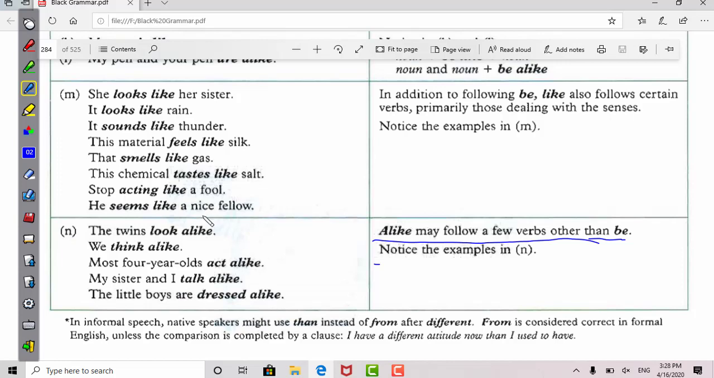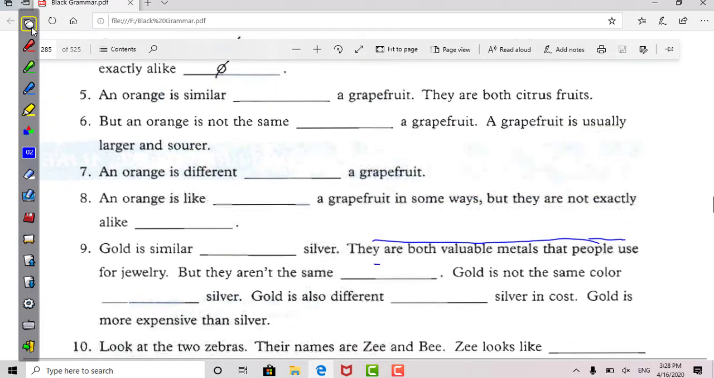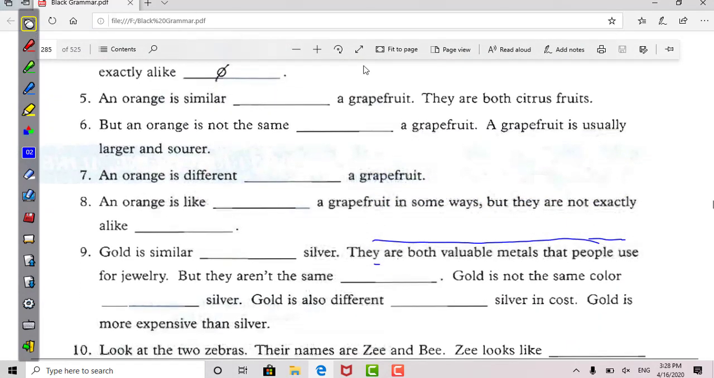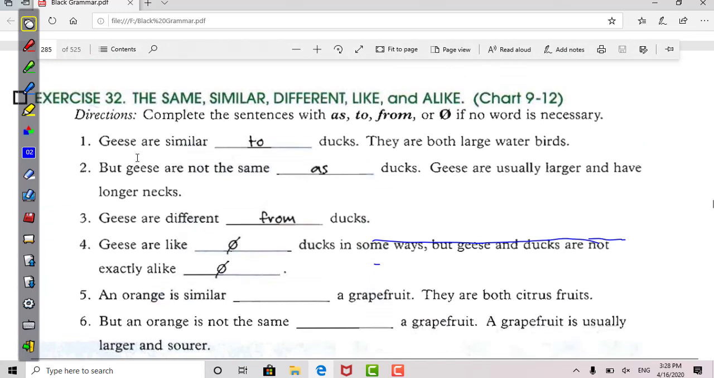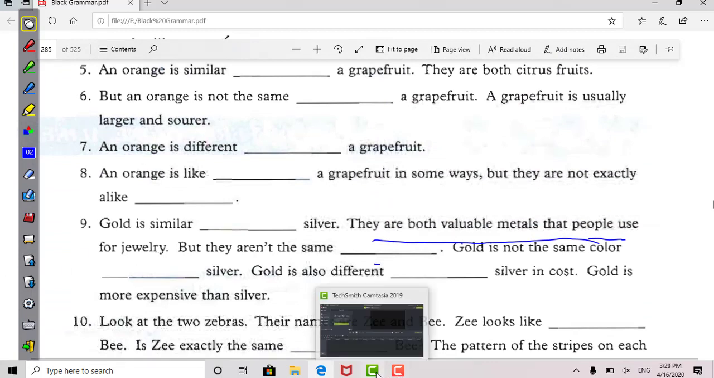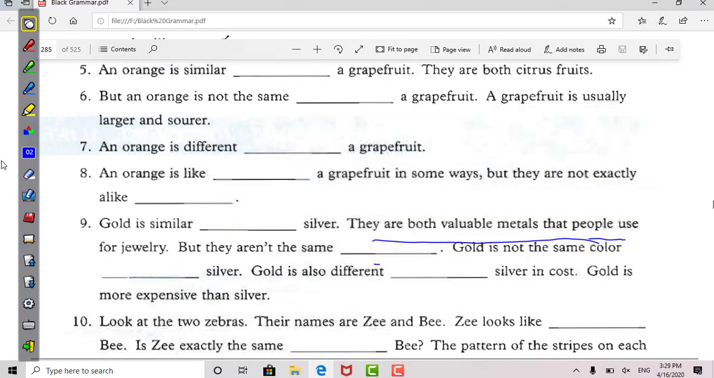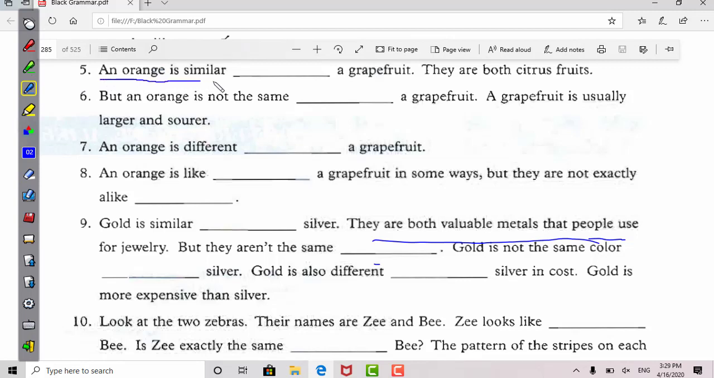What I mean here, we try to see the exercise. We try to discuss this one. Maybe number 5. Number 1 and 4 have been answered. Now we go to this one. All right, look at this. An orange is similar blank blank blank grapefruit. They are both citrus fruits.